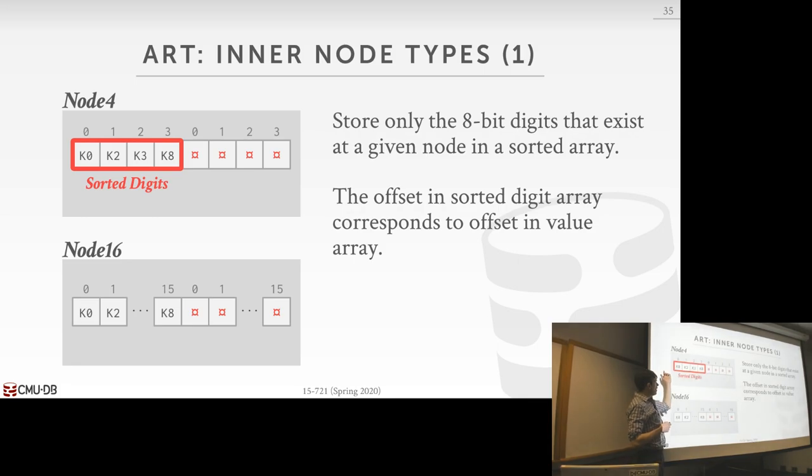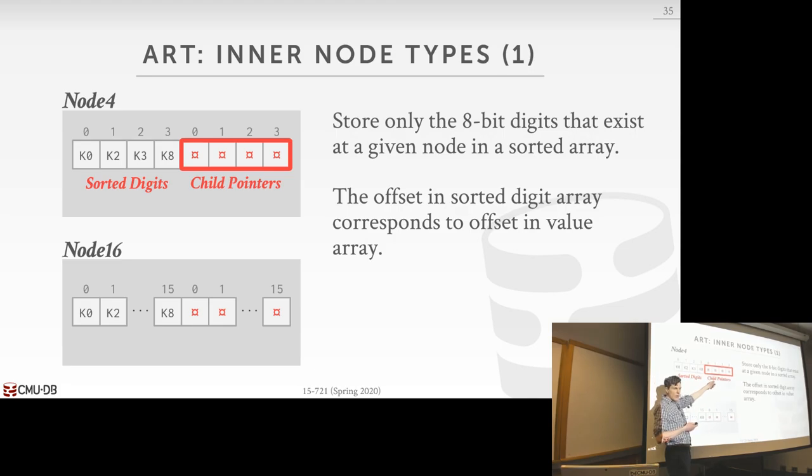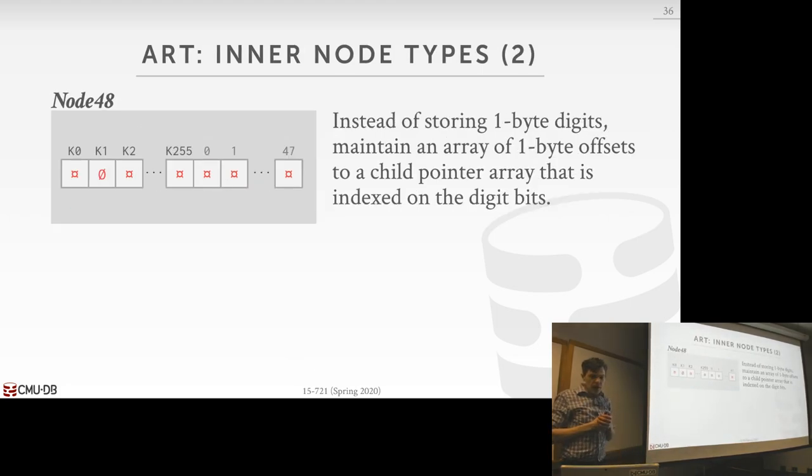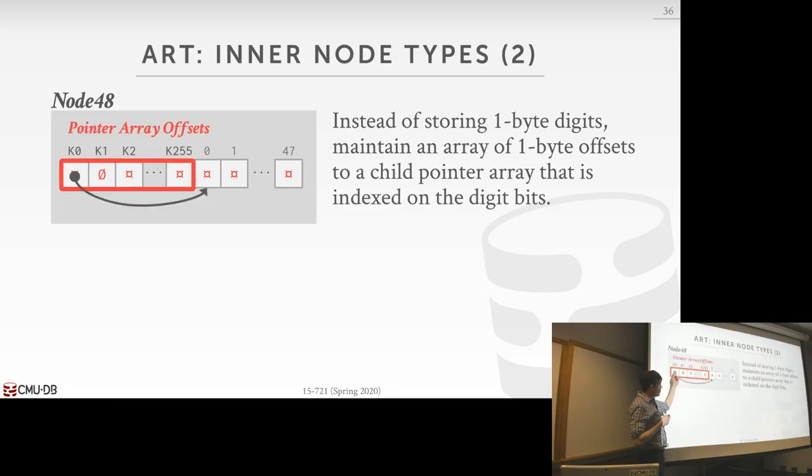All you have is a list of sorted digits, followed by the list of child pointers. And you can either have one that stores four keys or 16 keys. Same thing. Now for the Node48, instead of having the bitmap node that we saw in Judy array, they're going to store an array of the keys, but the pointers are going to be offsets into another array of the child pointers.